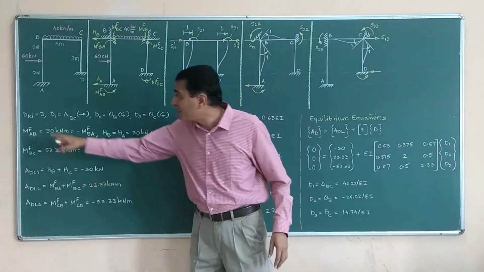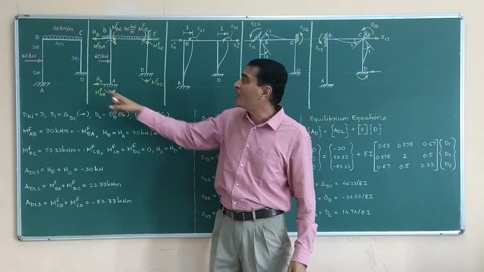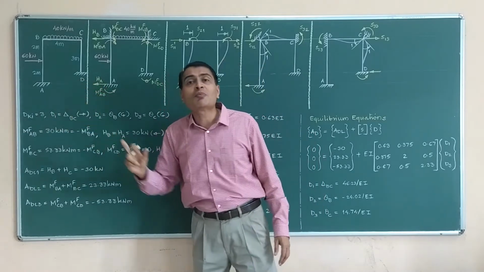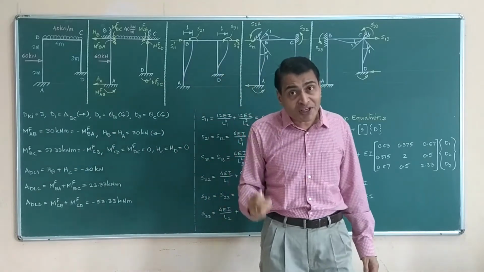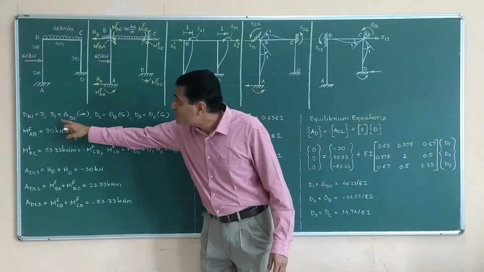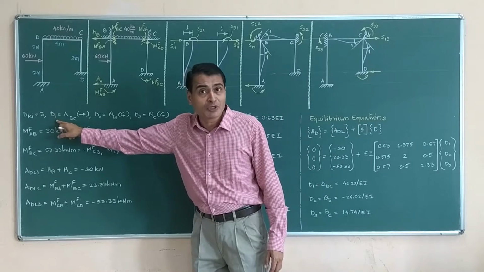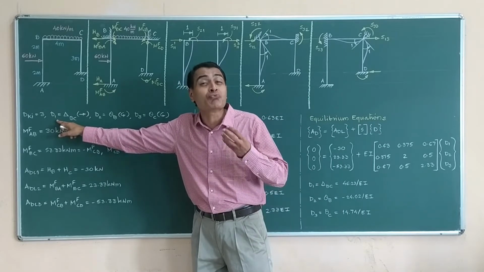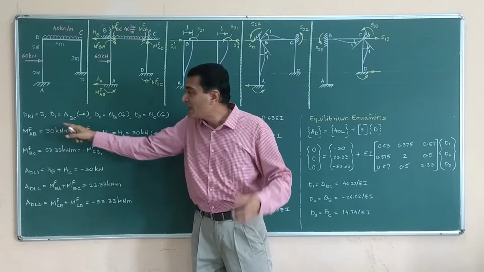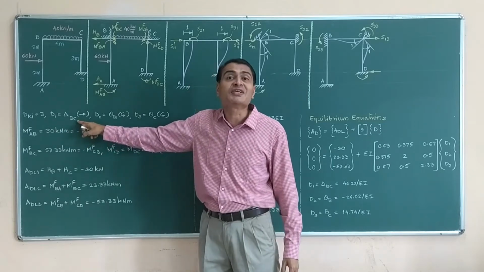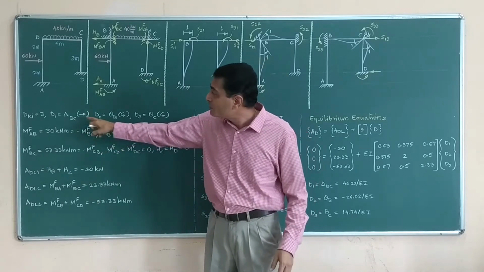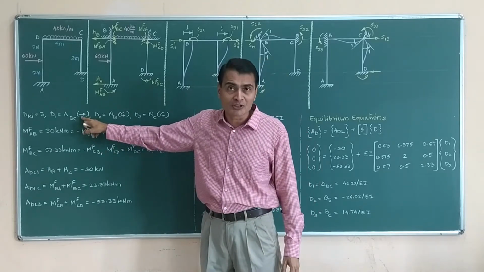So that is what I have written in my first step. After observing the given configuration, degree of kinematic indeterminacy is 3. I am assuming D1 as the unknown joint displacement or unknown sway. D1 I am writing as delta BC. Delta BC means applicable to B point as well as C point, presumably rightwards.